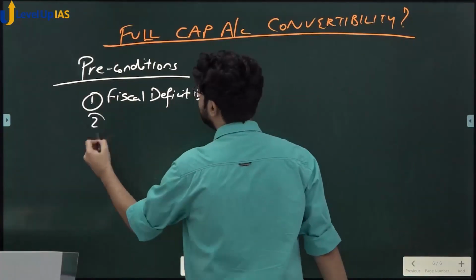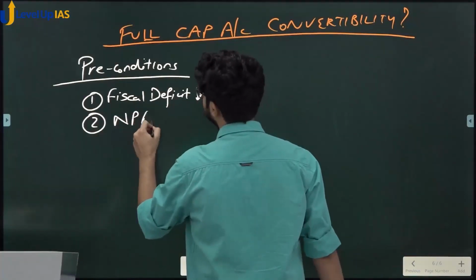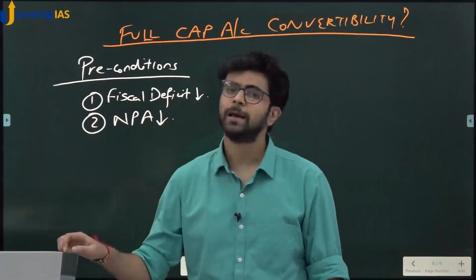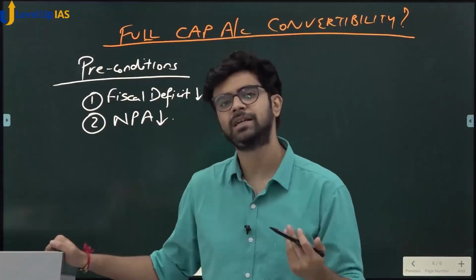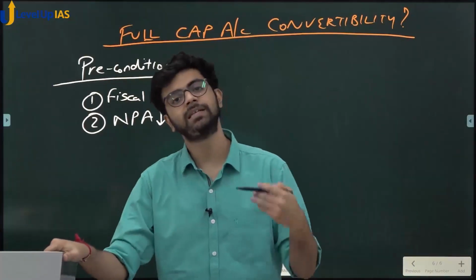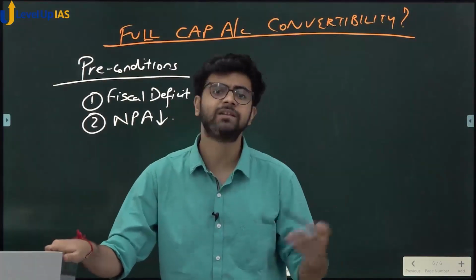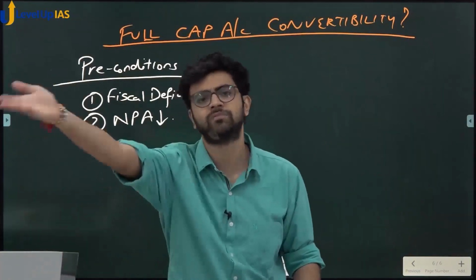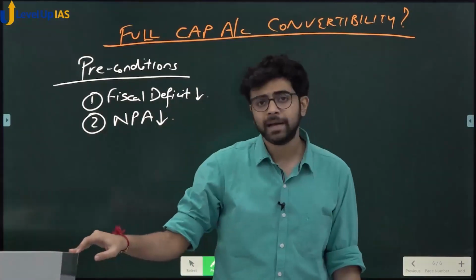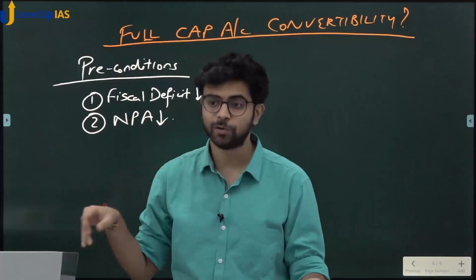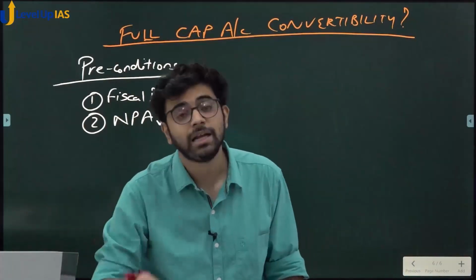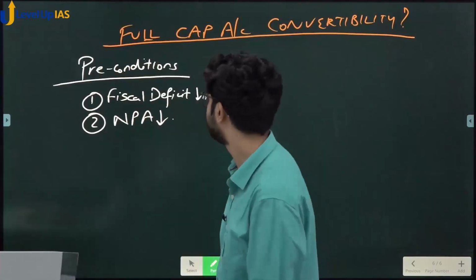Second, similarly, we know that NPA should be less. Yes or no? NPA should be less, because again, NPA will push up interest rates. High NPA will lead to lesser money supply in the economy because recovery is not happening. When recovery is not happening, how will you give the same money as loan to someone else? So when NPA is high, the interest rate would also increase because money supply reduces and the remaining money's price would go up. Again, it will be unattractive for foreign investors.